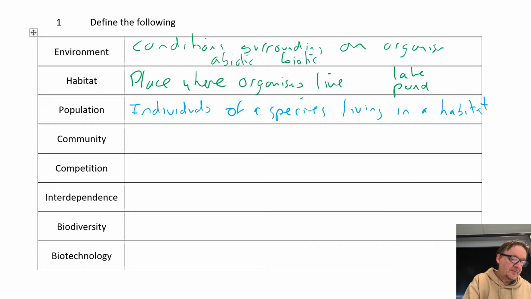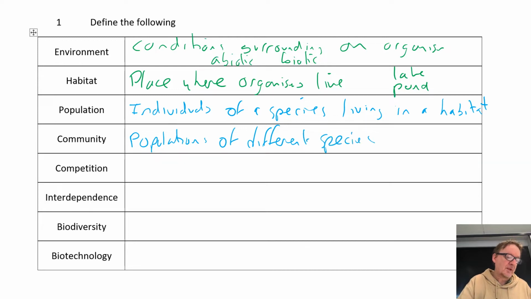The community, right? A community is then populations of different species in the habitat. Okay, so if you think about Preston, your housing estate, or the whole of Preston, the population is the individuals of a species, that's all the humans living in the habitat. The community could be all the dogs and the cats included in it.